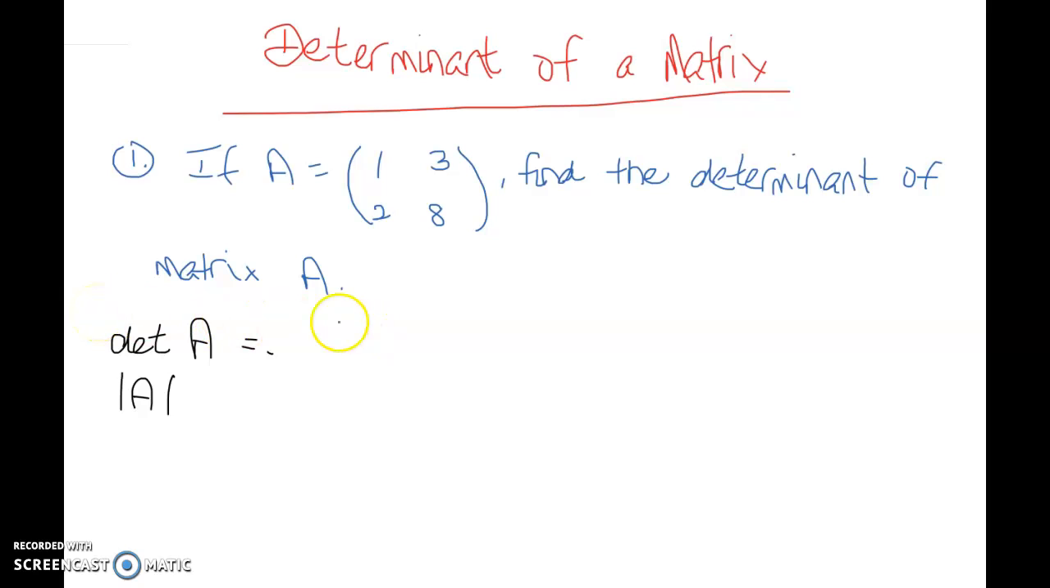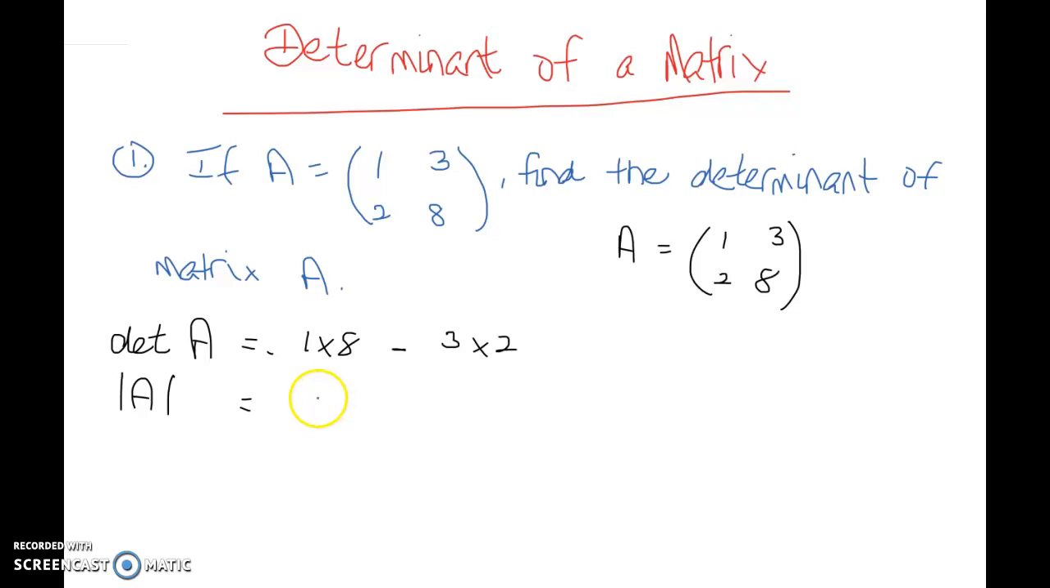So to find the determinant of the matrix, we're going to look at the main matrix here. We're going to multiply the two numbers in the first diagonal. So I'll write over matrix A here. This is the first diagonal. We're going to multiply those two numbers, so 1 times 8. Then we're going to subtract the product of the other two numbers in the opposite diagonal, so that's the 3 and the 2. So subtract 3 times 2.